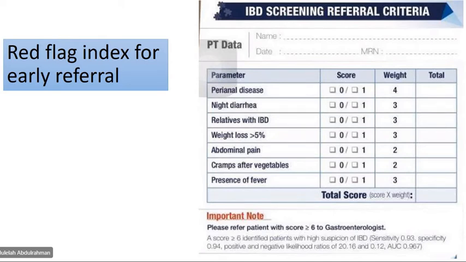There is family history, if there's weight loss, and if there are specific abdominal pain characteristics, like if there are cramps after vegetables, and definitely the presence of fever gives a lot of weight to patients. So accordingly, if the patient has a score of more than 6, then it would be wise to refer him to a gastroenterologist to either confirm or rule out the presence of inflammatory bowel disease. So eventually the patient might have no IBD yet. I mean, at least you referred him early, so it can be identified or recognized before complications start.